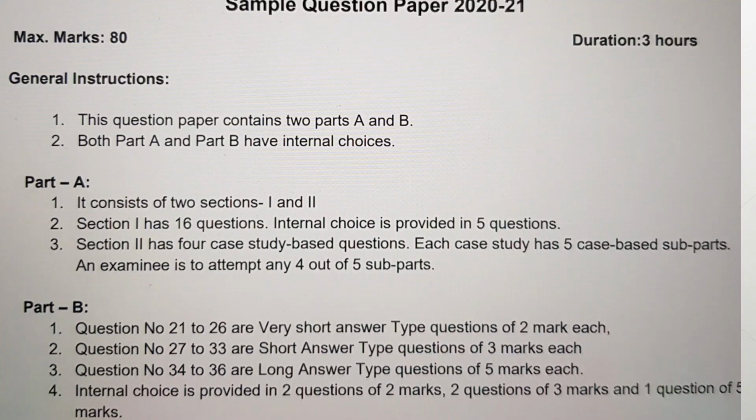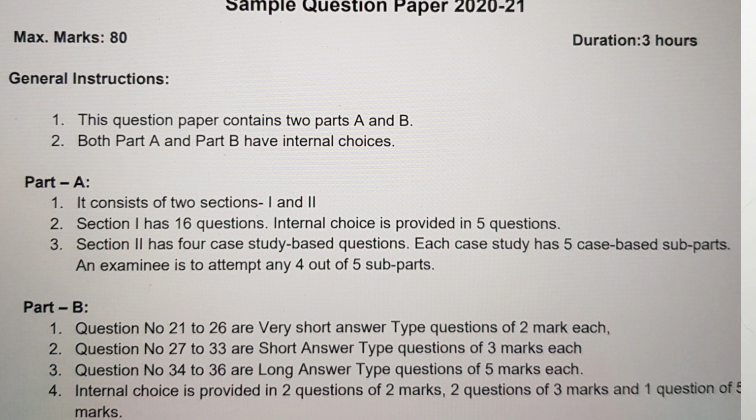For standard and basic question paper, the time allowed is 3 hours and the maximum marks is 80. Both the question papers consist of two parts, Part A and B. Both Part A and B have internal choices. Part A consists of two sections, Section 1 and 2.